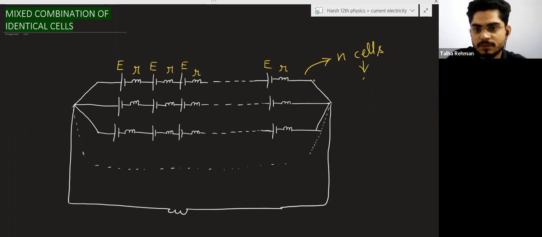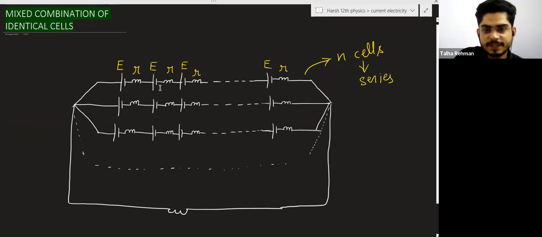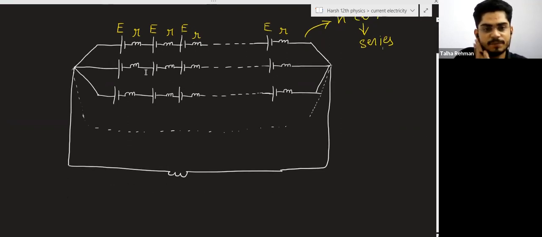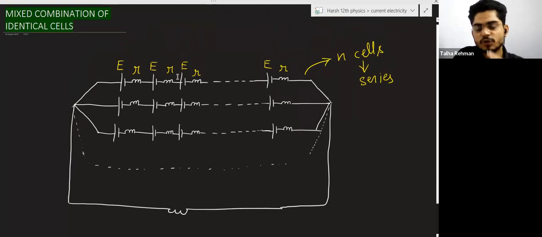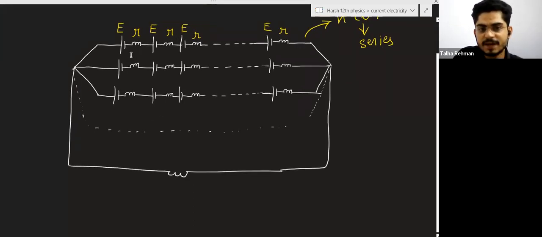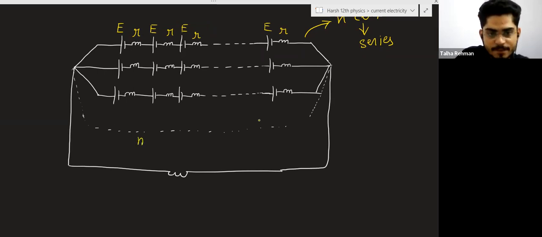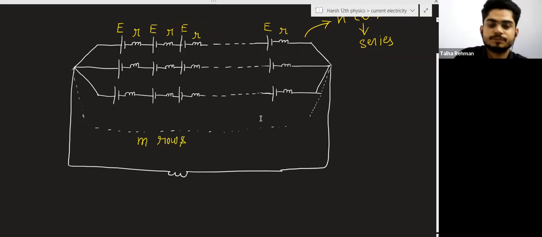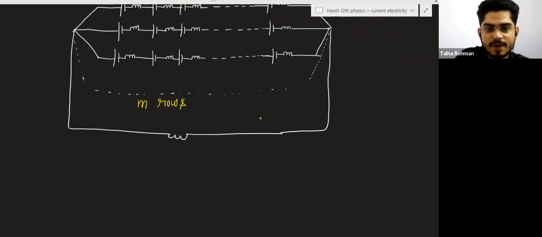There are m number of rows. This is one row, and all rows have the same n number of cells connected in series, and there are m rows. This is one row, second row, 3, 4, 5, 6, 7. So we have m rows, or you can say m identical rows.